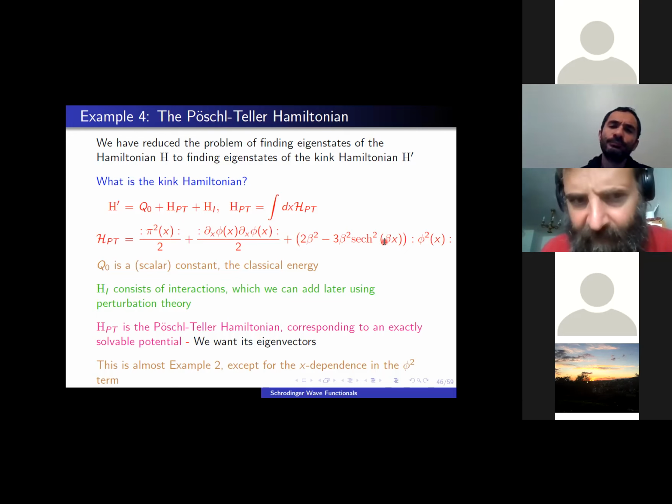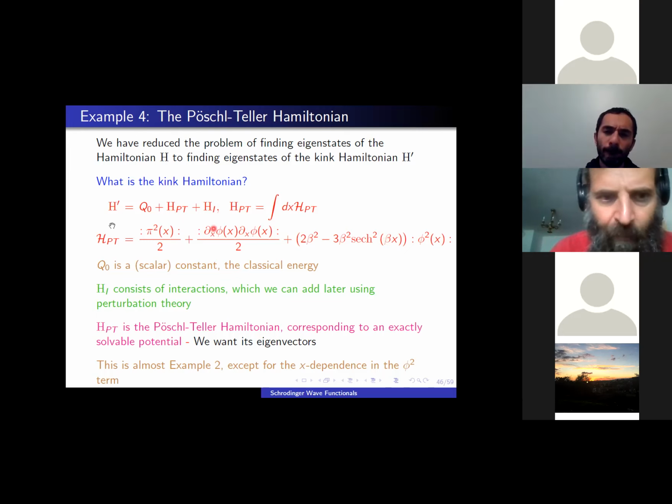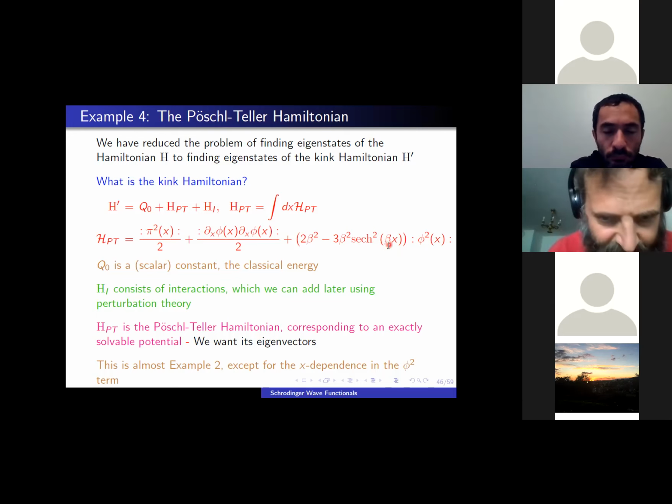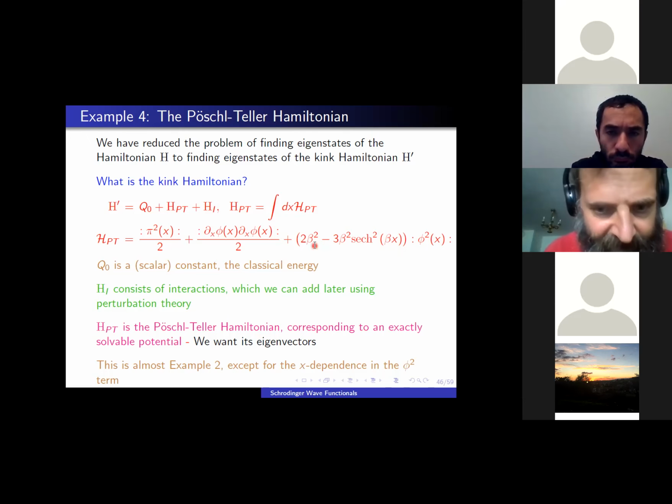So are there any questions? Let me sum up where we are. We were trying to find eigenvectors of the Hamiltonian, but we just reduced the problem to finding eigenvectors of this Pöschl-Teller Hamiltonian. And instead of having a regular mass term, which is just a number, this one's got a mass term, which is a function of x. So how do we find eigenvectors for this thing over here?